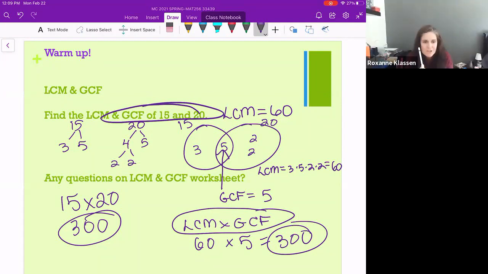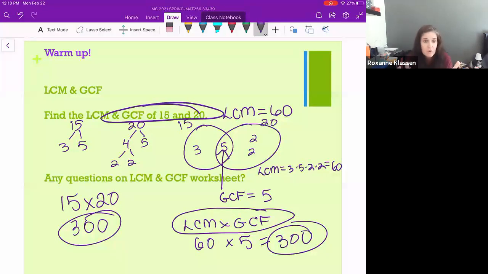That's a great question, McKenna. So the answer to the problem doesn't have to be the LCM or the GCF, but it's what number you used in finding the answer. So you use the value of what to find the answer? What helps you find the answer?